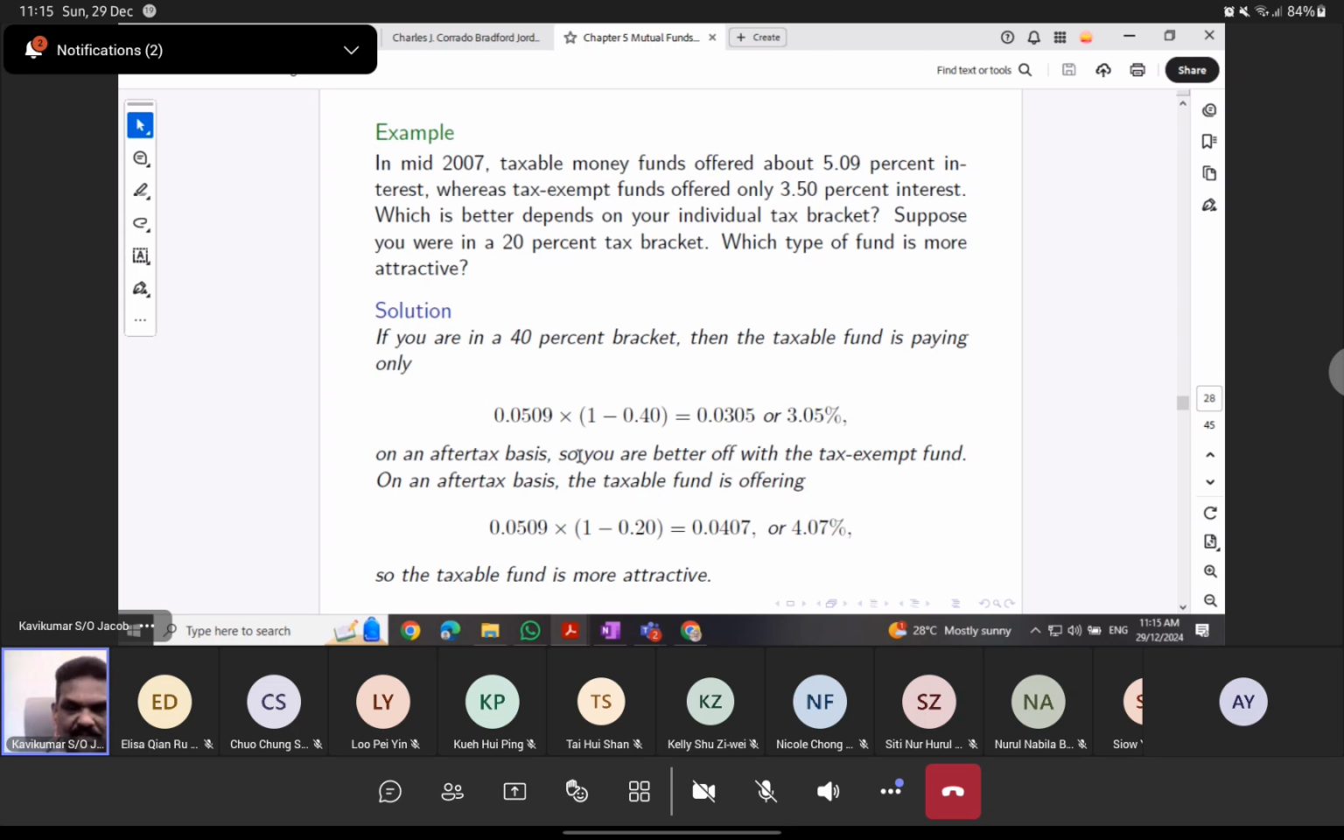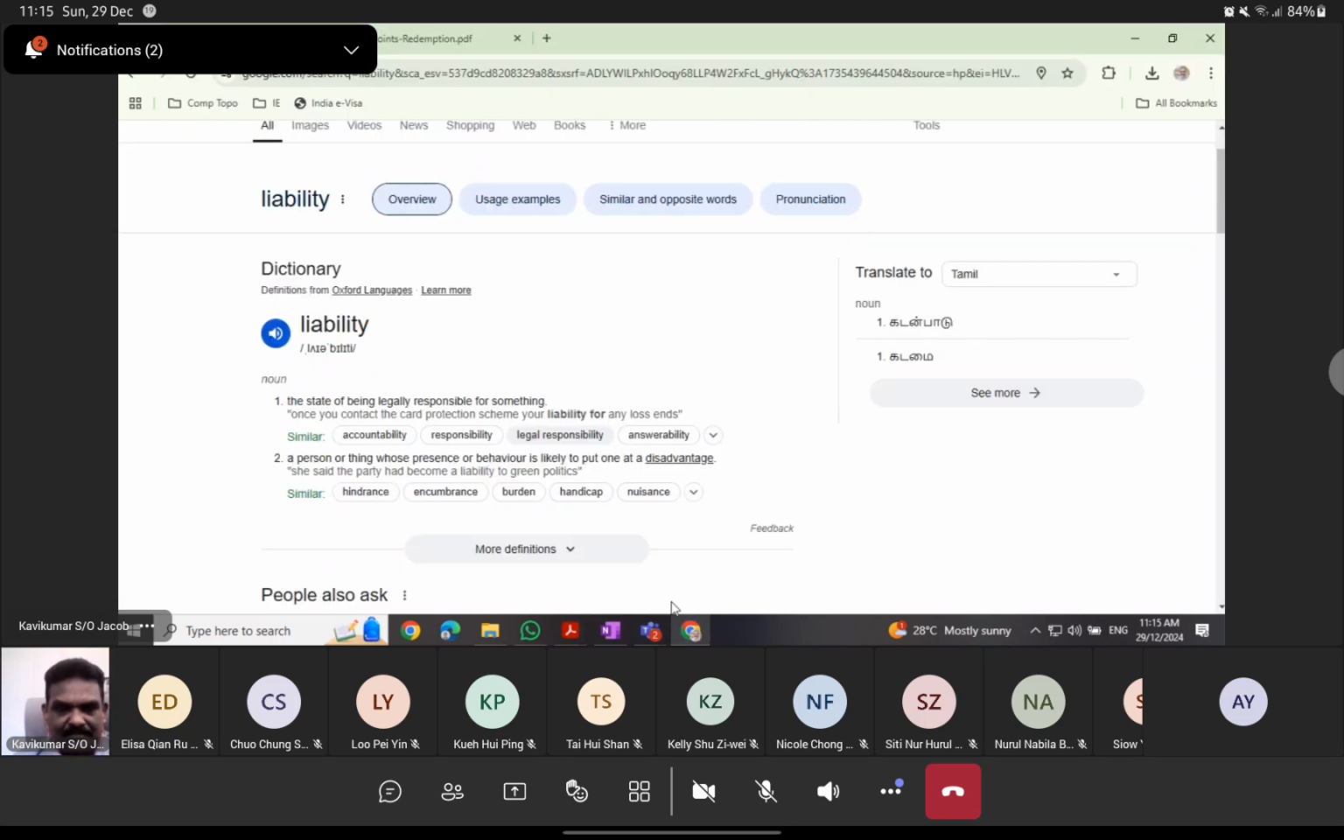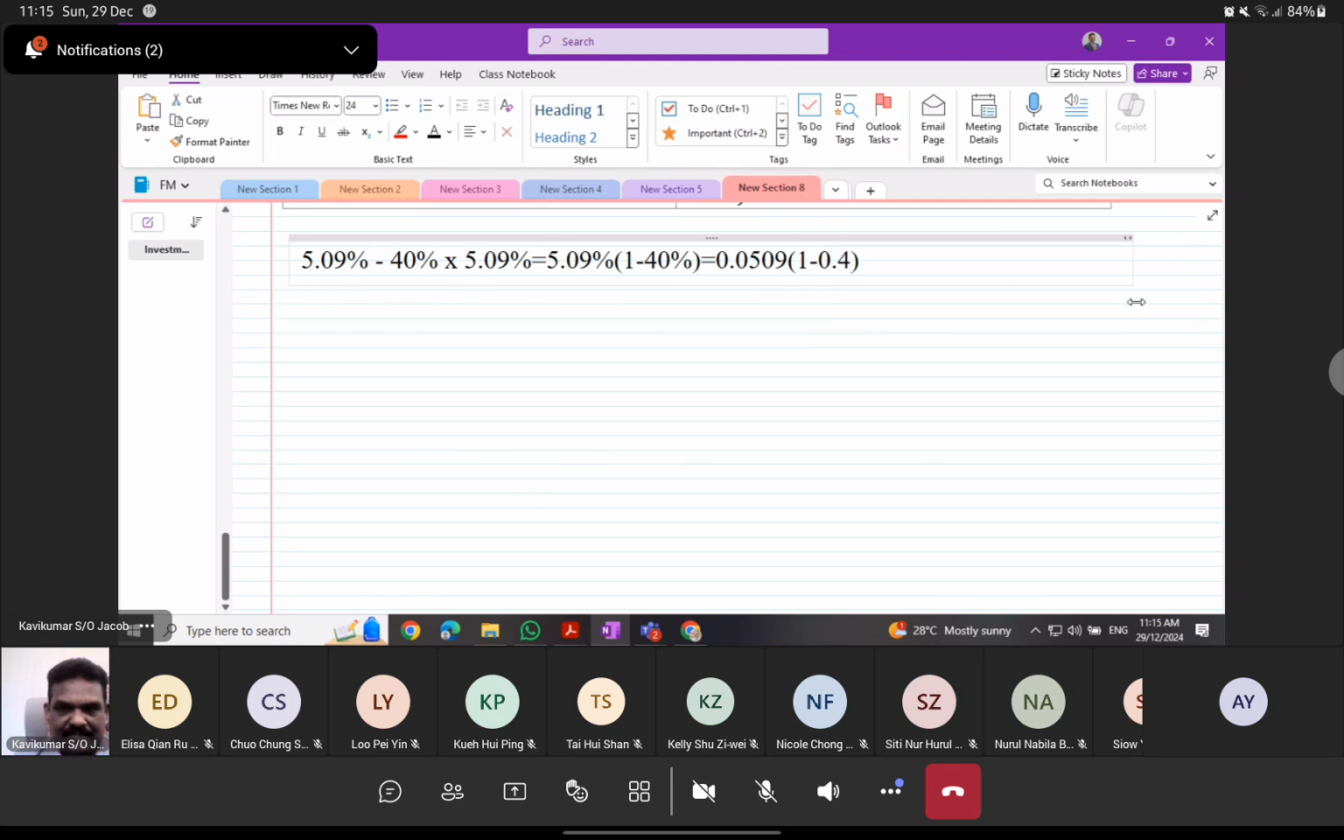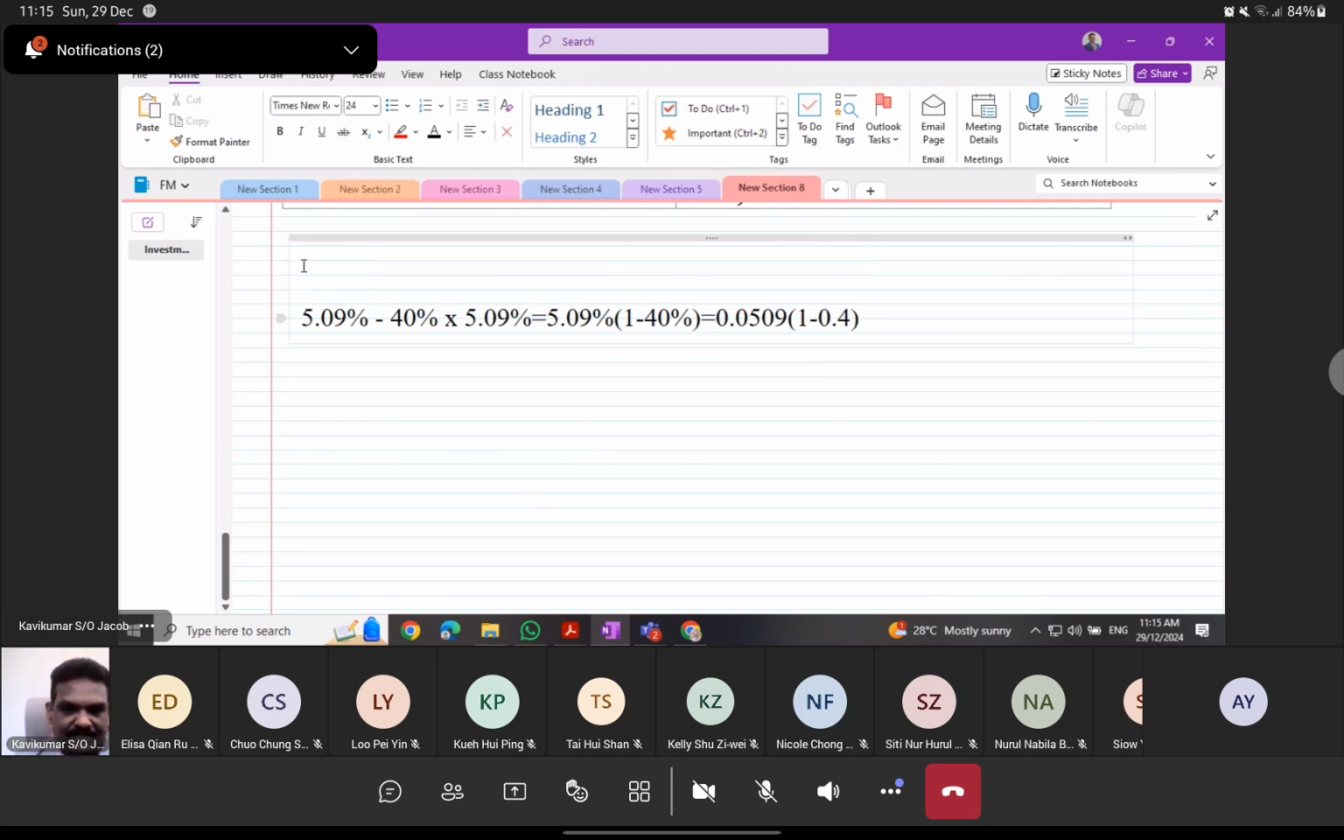On an after tax basis, you are better off with the tax exempted fund. Because what does tax exempted bear? 3.50, which is more than this one, right? So better you choose tax exempted, because actually this is with the tax, with the 40% of tax.